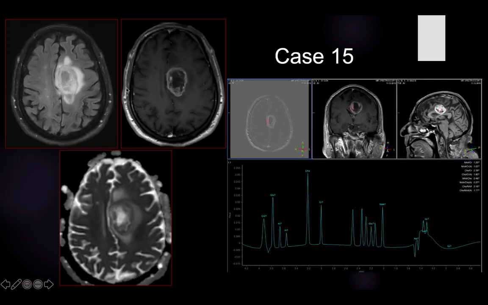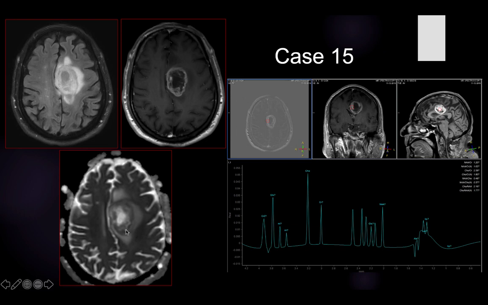The last case here is a typical example for a space occupying lesion seen at the left frontal parafalcine region. It's showing significant surrounding edema, and an irregular ring enhancing lesion in the post contrast study, and the diffusion or the ADC show no definite central diffusion restriction. The differential diagnosis of such a lesion is usually the glioblastoma multiforme, the metastasis, and the abscess.